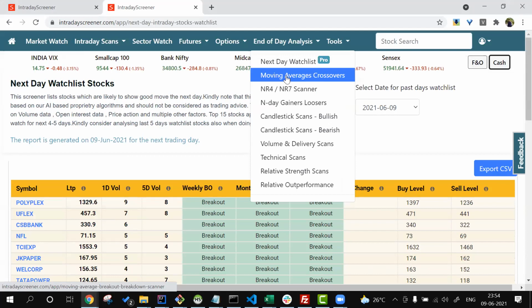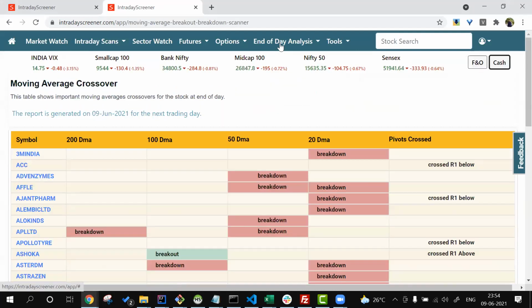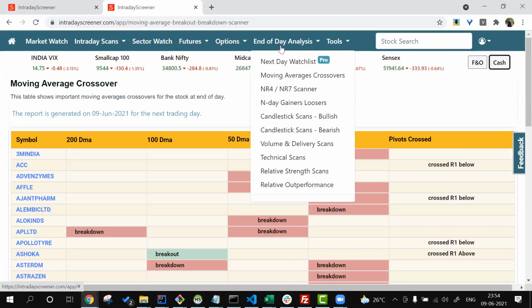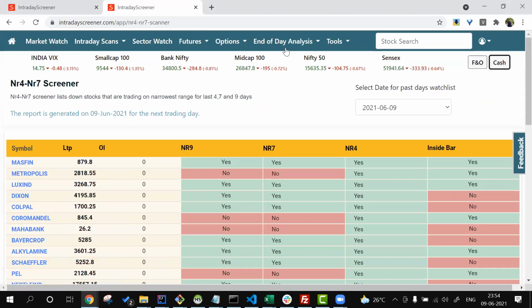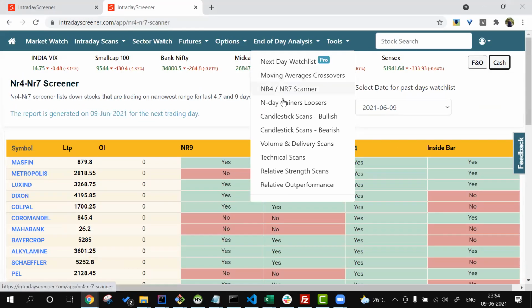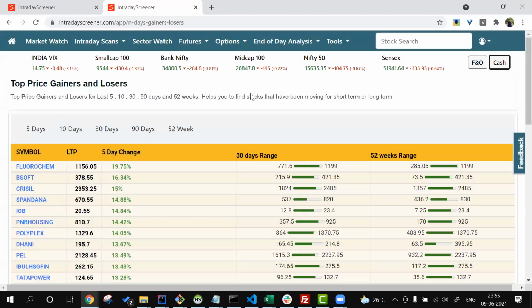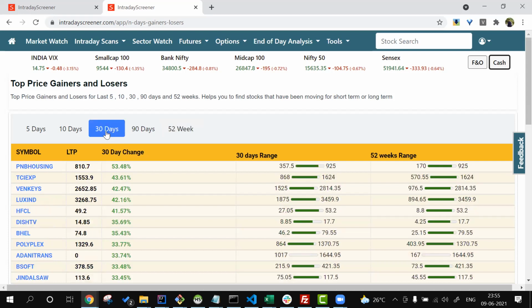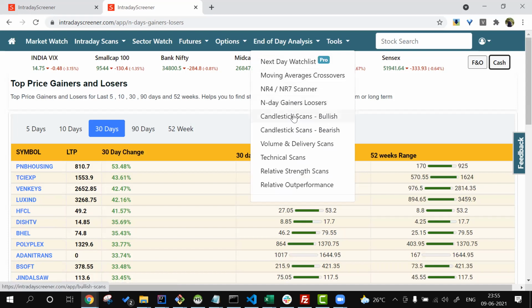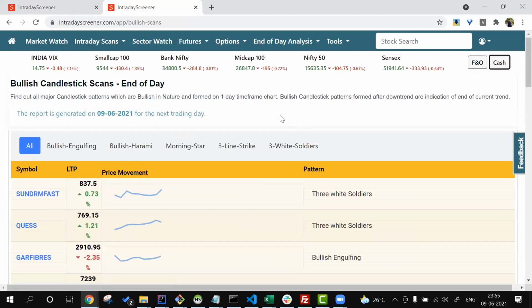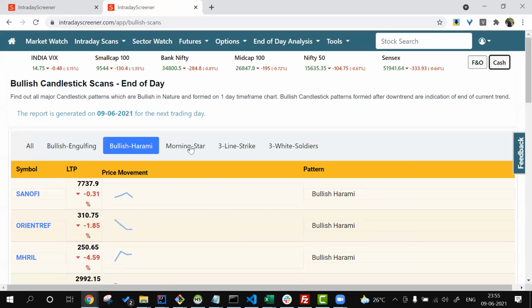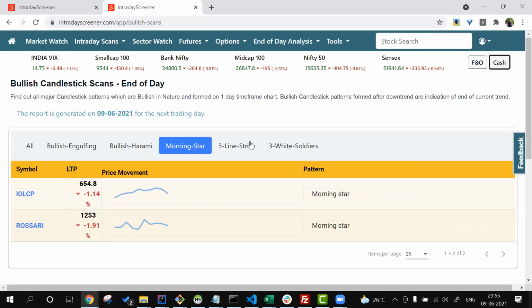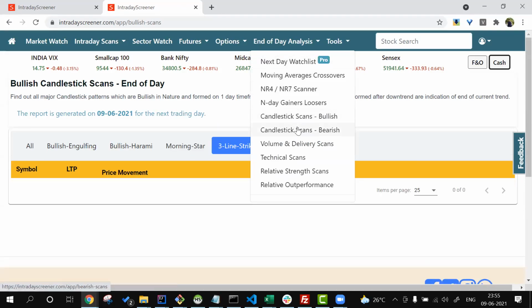Similarly, there are other end of the day analyses which are self-explanatory. For example, all the moving average crossovers happening at end of the day, NR4 NR7 stocks, end of day gainers and losers. That simply gives you stocks which have gained the maximum in the last 30 days, 90 days or 52 weeks. You can select the time frame and it will give you the change of that stock. Also, you have all the bullish candlestick scans. You can filter on the scan, for example morning star pattern, three line, and filter stocks based on that.